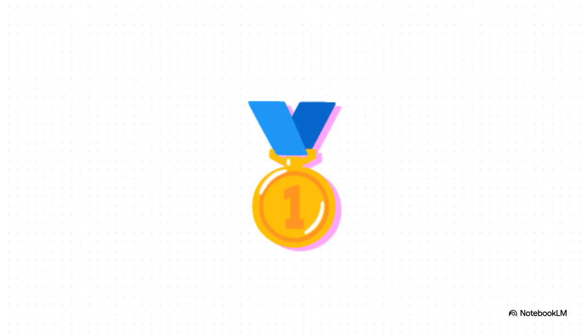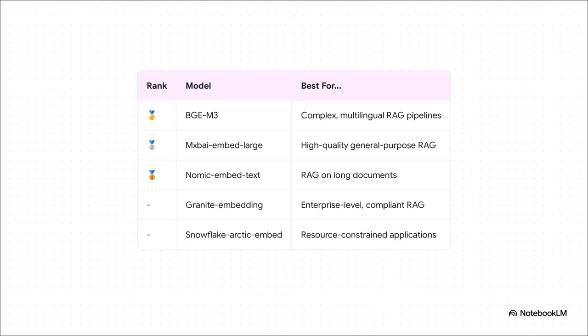And taking the gold medal, our top-ranked model for overall RAG effectiveness is BGE-M3. Its unmatched versatility is really the deciding factor here. The power to do hybrid retrieval, to support over 100 languages, and handle long documents just makes it a true all-in-one powerhouse. If you're building the most complex, most robust RAG pipelines imaginable, BGE-M3 is, for now, the king of the hill. And that brings us to our final scorecard, the cheat sheet you've been waiting for.